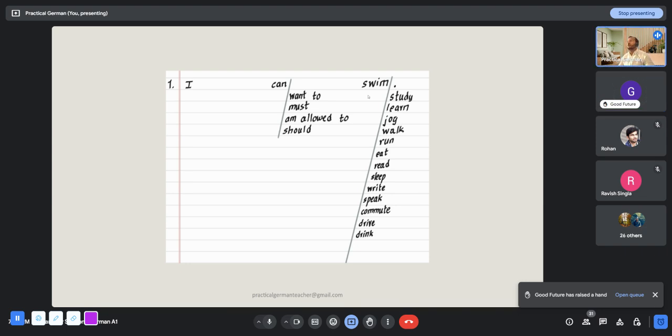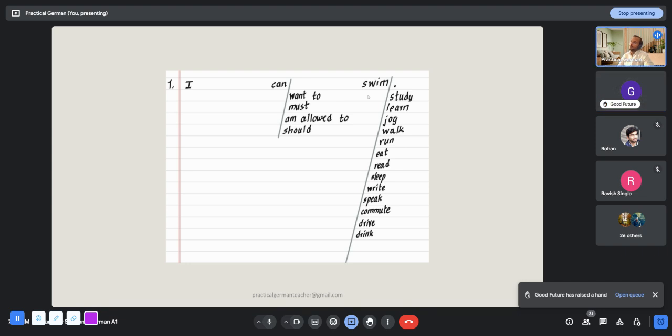Can you frame it for wir, like we can swim? Wir können schwimmen. Wir wollen schwimmen. Wir müssen schwimmen. It's fine if you say wir, but don't emphasize the R sound. Just replace R with a, like via. Wir dürfen schwimmen. Wir sollen schwimmen.